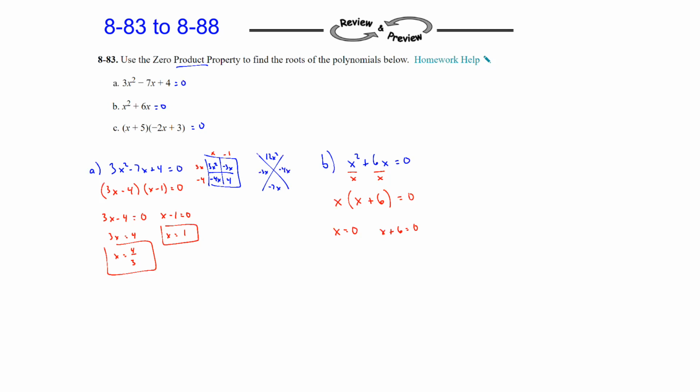One of those is a monomial, and that's fine. x is just equal to 0, nothing to solve there. Subtract the 6, and we get x is equal to negative 6. So x is equal to 0 and x is equal to negative 6 are the roots of the polynomial.